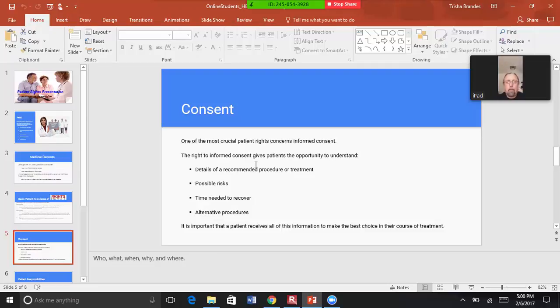One of the most crucial patient rights is informed consent. The right to informed consent gives patients the opportunity to understand details of recommended procedures or treatments, any possible risks that a treatment or a procedure can cause, time needed to recover from any procedure, and alternative options for every procedure and treatment. It is important that a patient receives all of the information to make the best choice they can about their care.